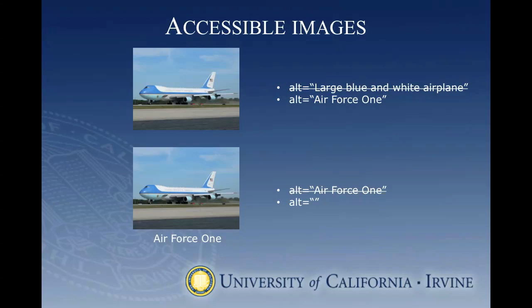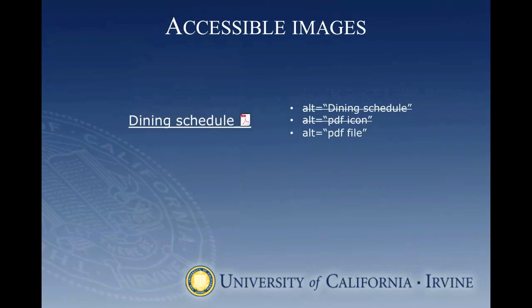Here are a couple examples. The top example shows the difference between describing the image and providing the meaning of an image. In the bottom example, the image has a caption that provides the same function as the alt text. In this case, the alt attribute is left empty. Another example, this time using an icon. Here, the purpose of the icon is to indicate that the dining schedule is in PDF format. The alt text should reflect this.